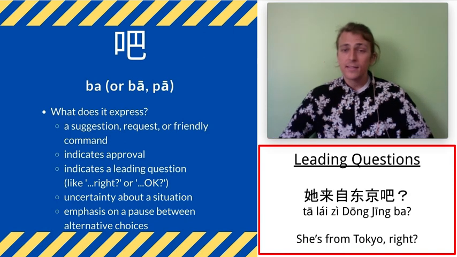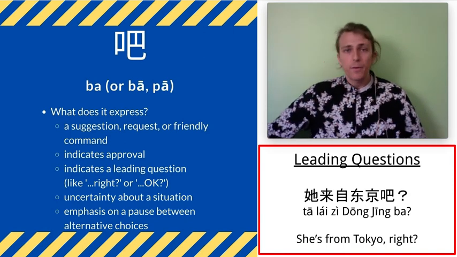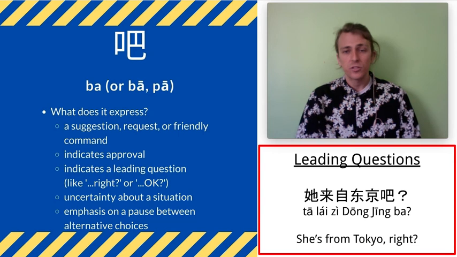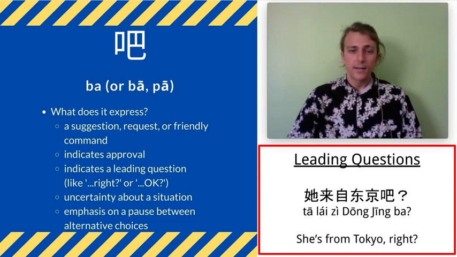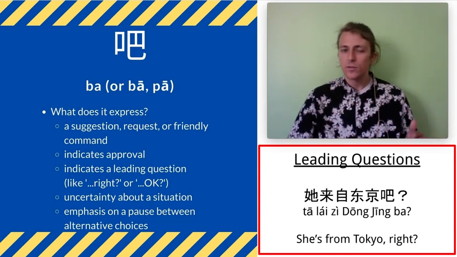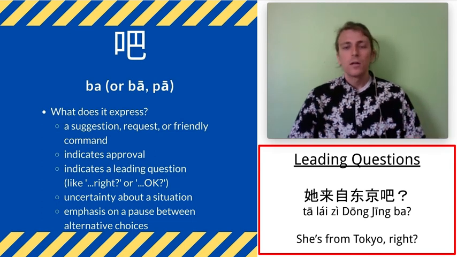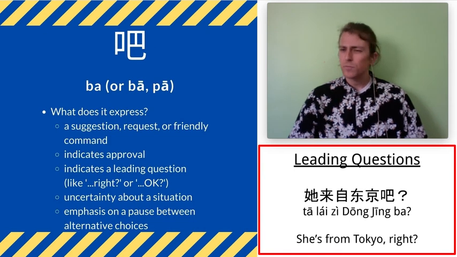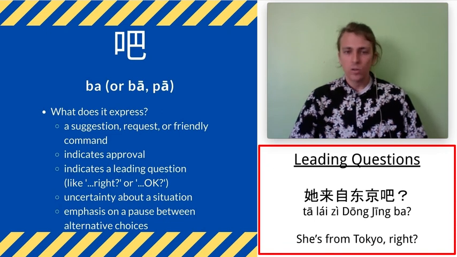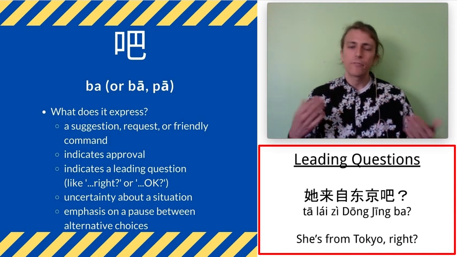Okay, next is leading questions. If you put ba at the end of a question, it can mean something similar to when you say right or okay at the end of a question in English. So in this example, we have 她来自东京吧. She's from Tokyo, right? 她来自东京吧. So yeah, ba at the end of a question is like a leading question. You're confirming some information.